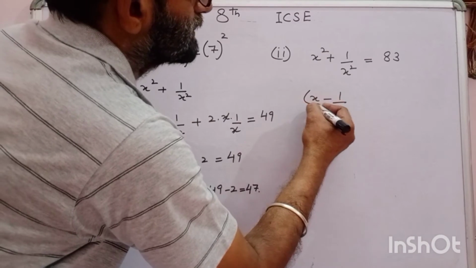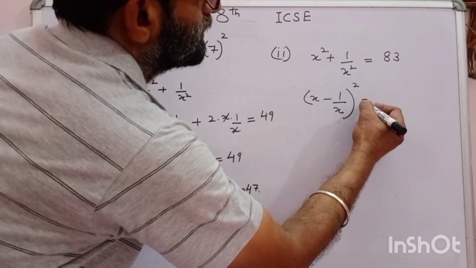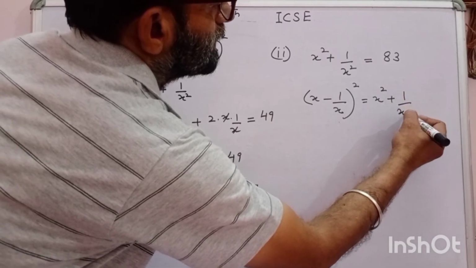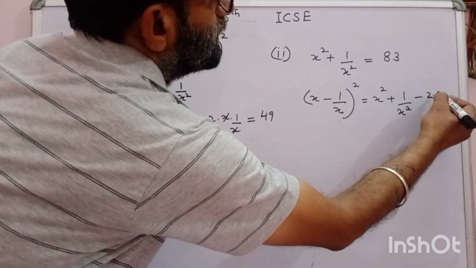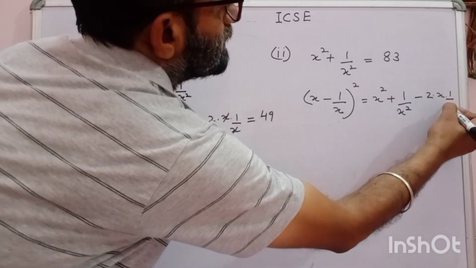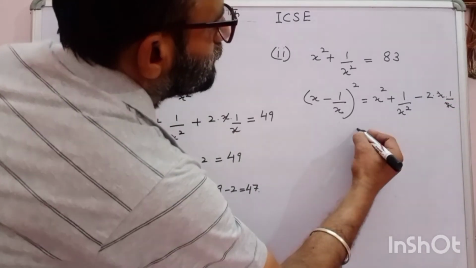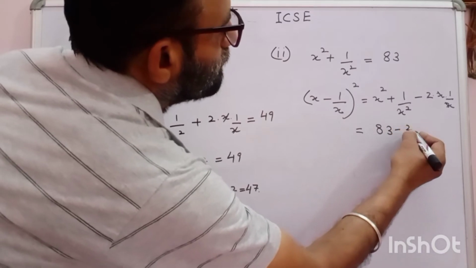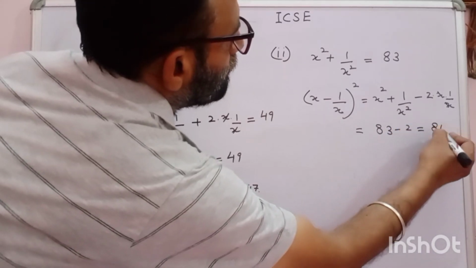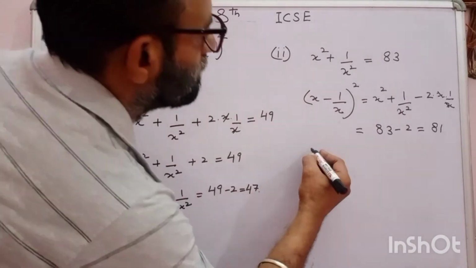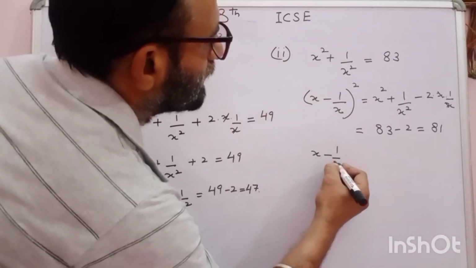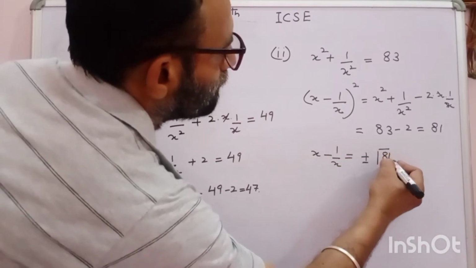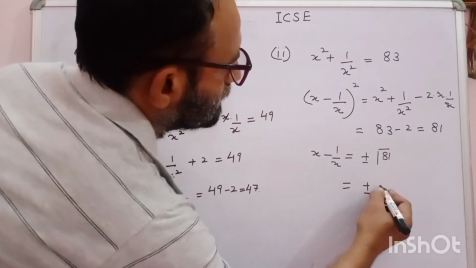Now we know that x minus 1 over x the whole square is equal to x square, first one the square, plus B square, that is second one the square, minus 2 into x into 1 over x. X is cancelled with x. So x square plus 1 over x square, we will put 83 minus 2, that is 81. Now taking the square root of both sides, x minus 1 over x is equal to plus minus square root of 81, that is plus minus 9.